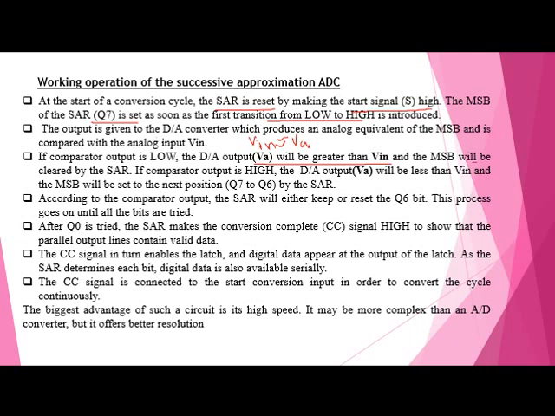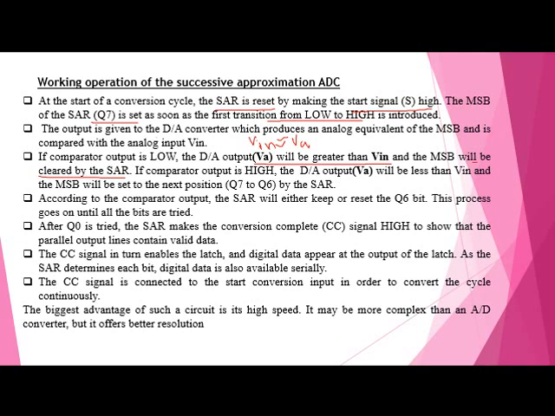When VA is greater than Vin, the MS bit will be cleared by the SCR. MS bit cleared by the SCR means the first MS bit, which was high, is set to 0. The next bit of the SCR, Q6, is then set, giving 0 1 0 0 0.